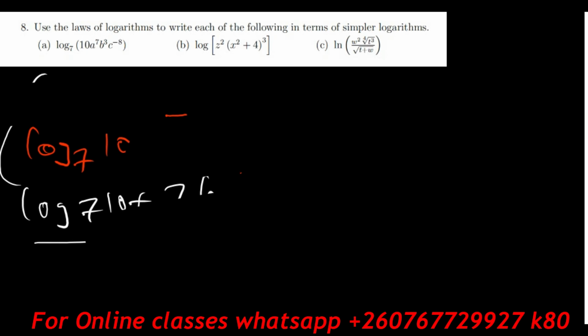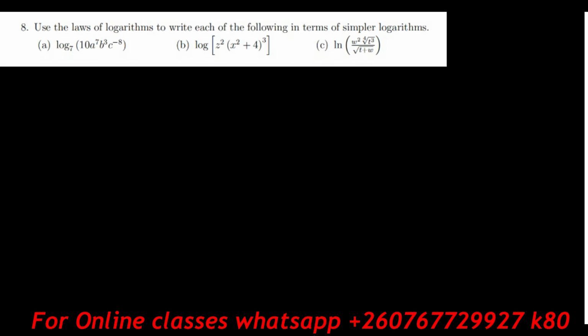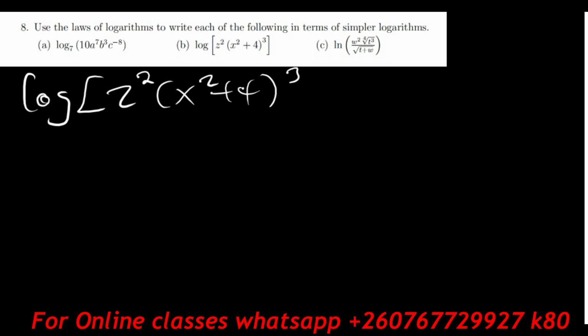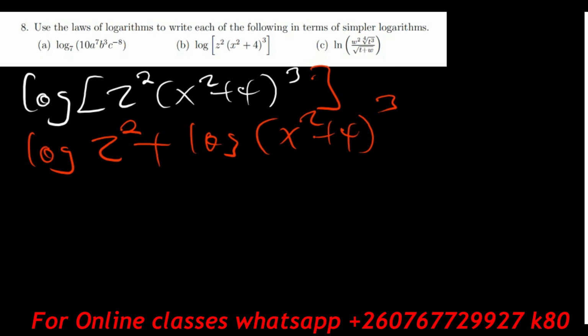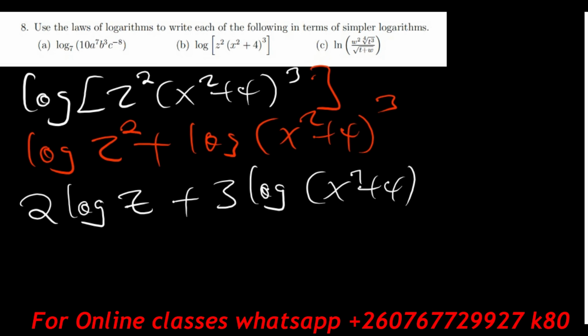Let's see how we can solve part B. So part B, we have log of z to the power 2 times x squared plus 4 to the power 3. Even here we can see that there is times, meaning it is plus. So it is in base 10. They are not showing any base here, meaning it is in base 10. So we have got log z to the power 2 plus log x squared plus 4 raised to the power 3. Now I can shift the power to be in front, so it's going to be 2 log z plus 3 log x squared plus 4. In that case, this is my answer.